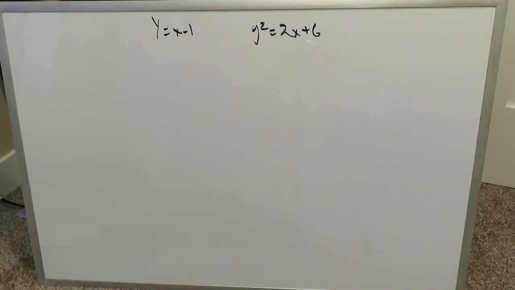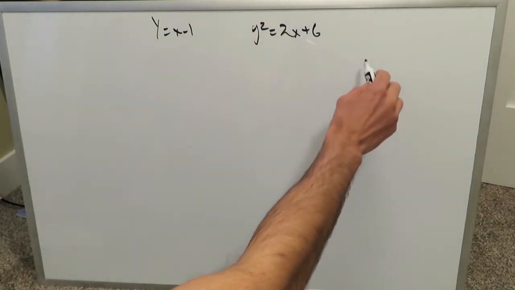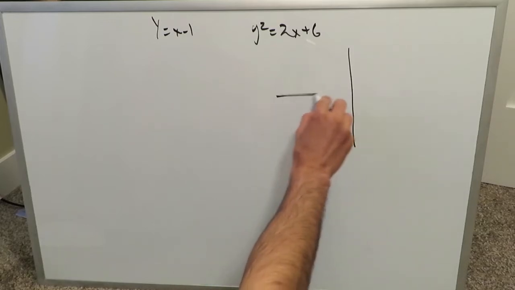y equals x minus 1 and y squared equals 2x plus 6. We have to find the area between these two curves. One of these curves, the easier one, is just a linear line, y equals x minus 1. The other one appears to be a conic section, a parabola. I would like to proceed using the graphing technique, because it will make it more meaningful for all of you who are watching.